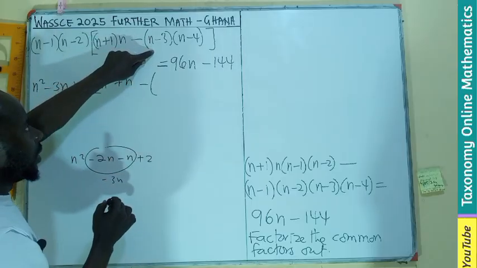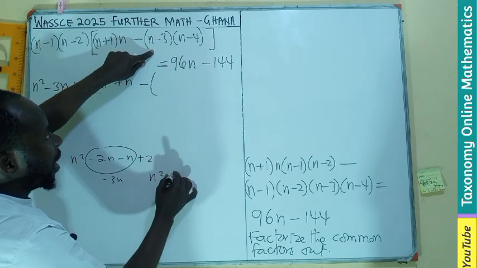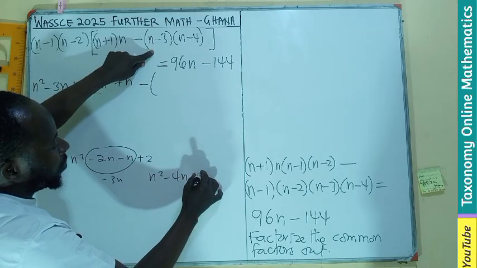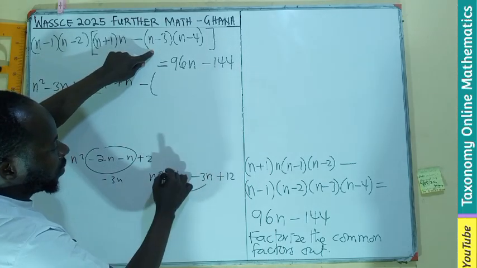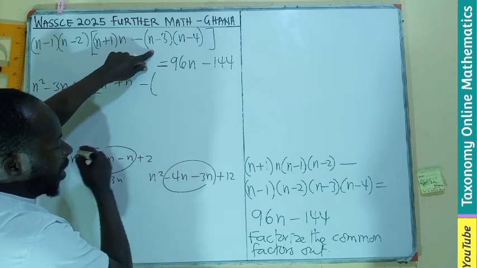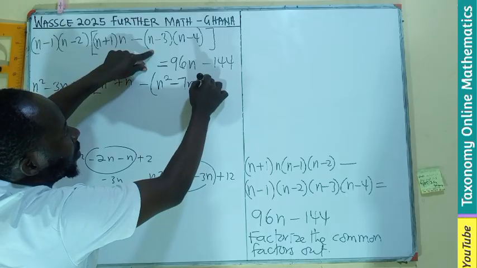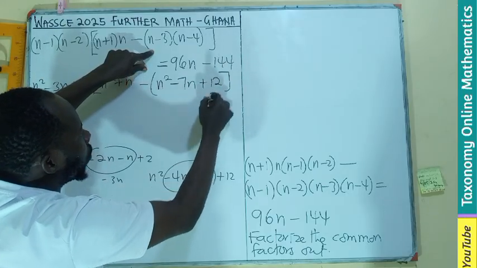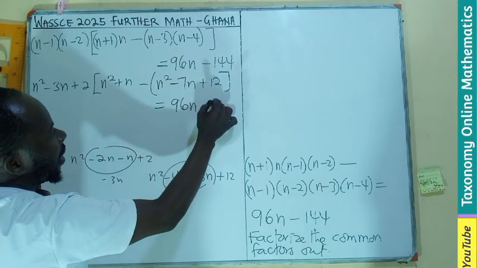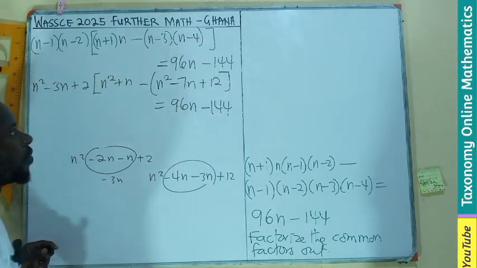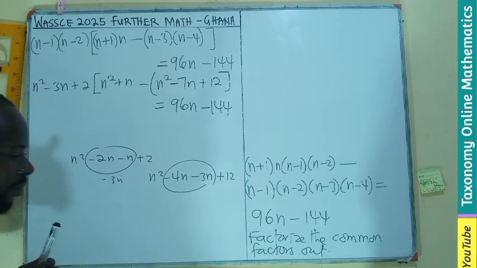Let me hold a bracket on this. This will be n squared minus 4n minus 3n plus 12. So this becomes minus 7. So I should have n squared minus 7n plus 12, close bracket, still equals to 96n minus 144. I'm sure you are following keenly, step by step, right?